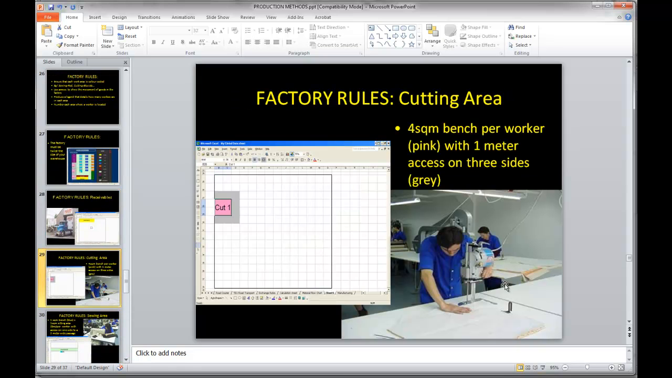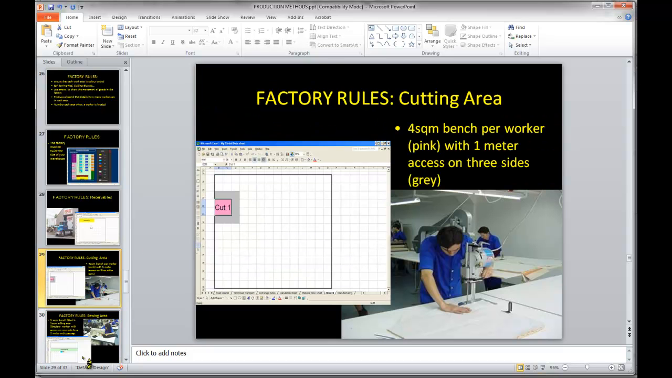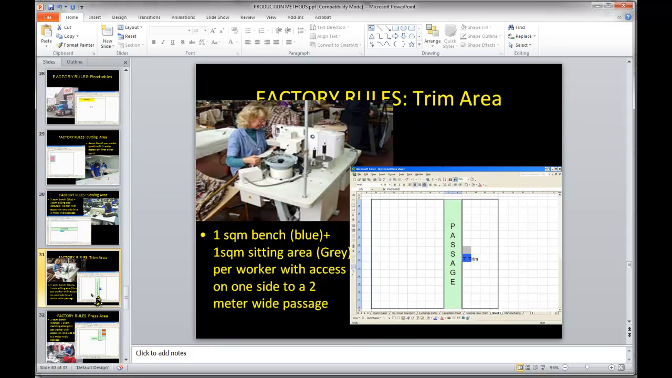The cutter, the guy that cuts the fabric, works on a bench that's 4 pink cells. That's the actual table itself, and then the grey area is the bit where they walk around. So they have to walk around on 3 sides. And then we've got our sewer, who takes up 2 cells, 1 cell for the sewing machine, the blue area, and then the grey area where she or he sits. And obviously have to be next to the passage, as does the previous one, the cutter. The trims, exactly the same. So we've got the sewing machine again, and then where they sit there next to each other.